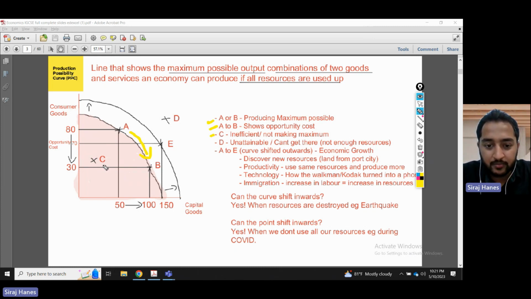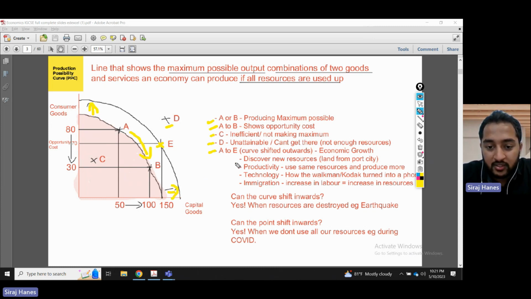We're not making maximum. The next concept, D, is unattainable, like I told you, because we don't have the resources, not enough resources, not there yet. Maybe someday, but not there yet. A to E would indicate that the curve is shifting outwards. If the curve is shifting outwards from A to E, for example, there's economic growth. If this curve shifts outwards, there's economic growth.